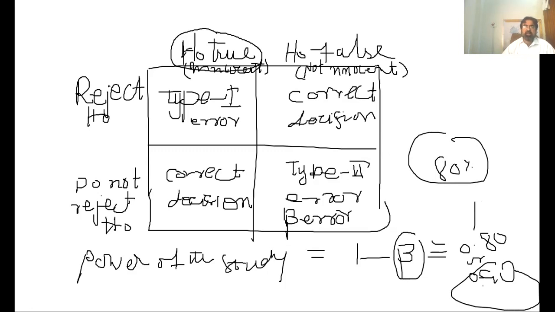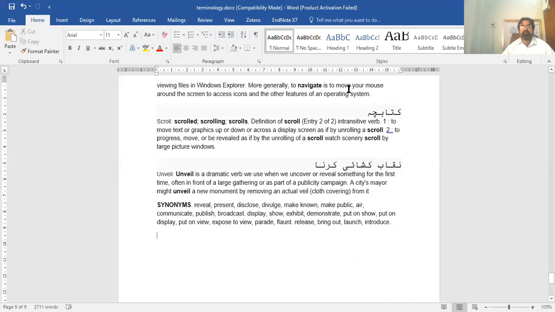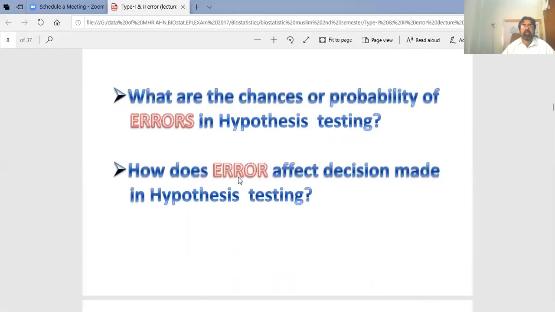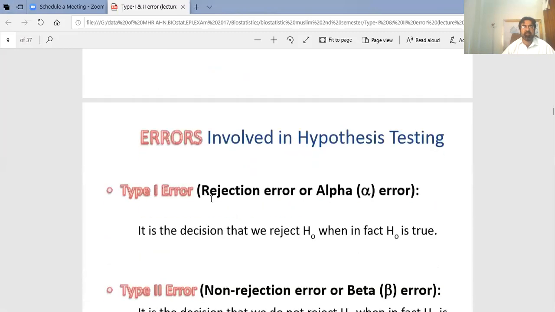Now, for a little bit more explanation, I'm showing you the slides, which will further clarify your concepts. So here is a presentation on type 1 and type 2 error. What are the chances or probability of errors in hypothesis testing? How does error affect decisions made in hypothesis testing?